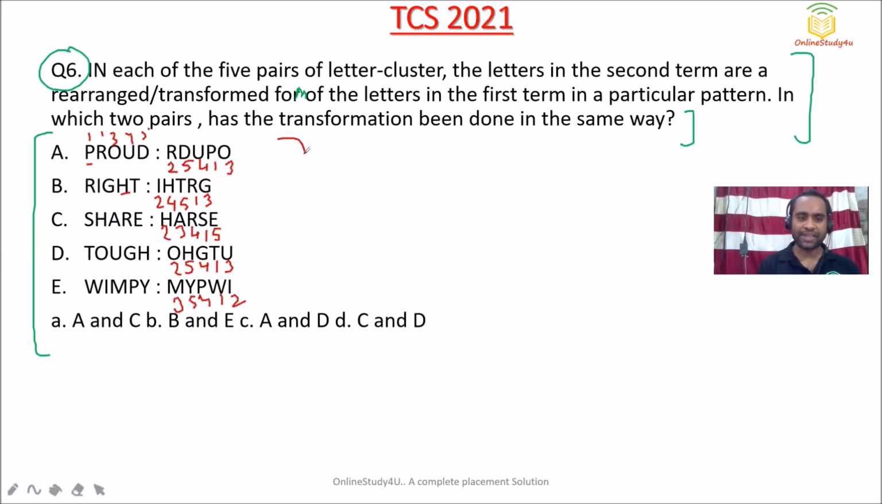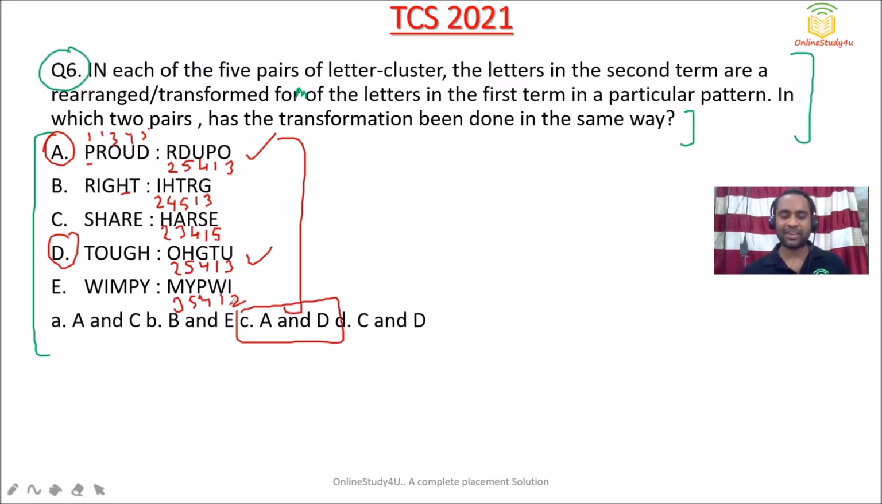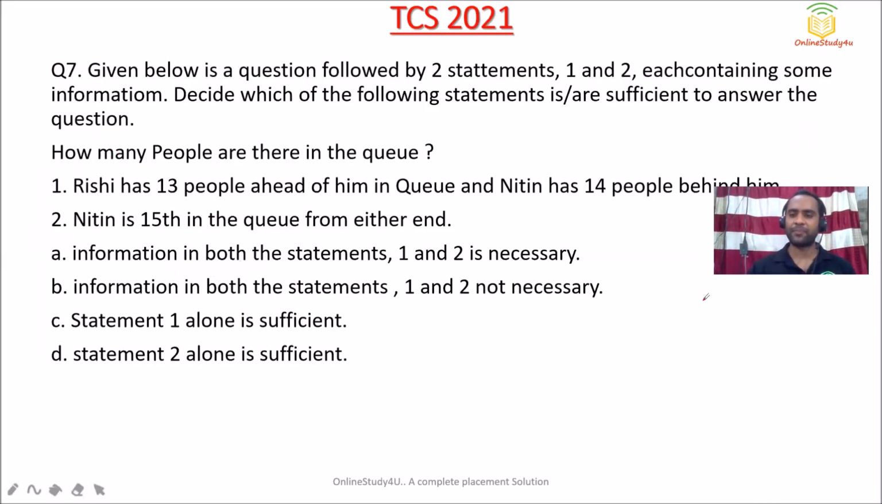Now friends, you can see which two are common. So you can see A and D, right? So A and D. So 25413, 25413. So you can give your answer option C. So A and D are the two letter clusters out of these five pairs of letter clusters which have the same kind of transformation. So for question number 6, option C will be the correct answer.